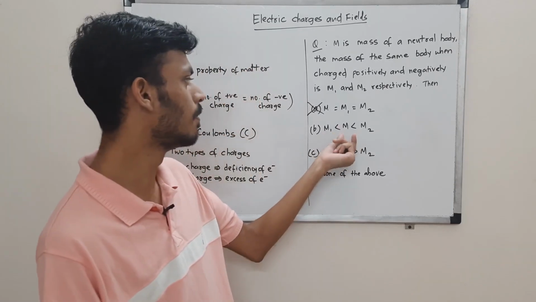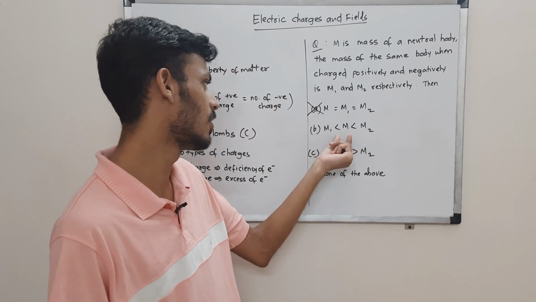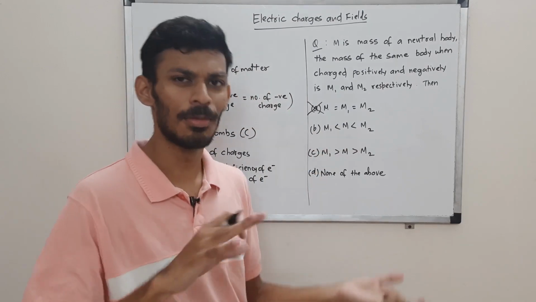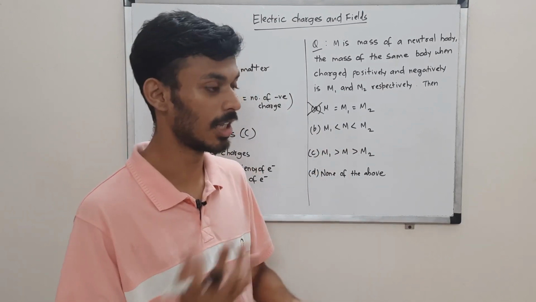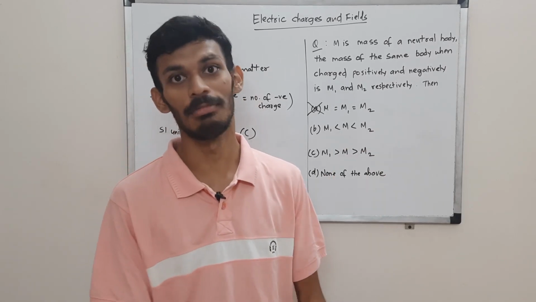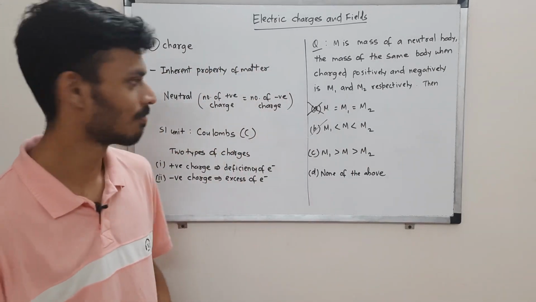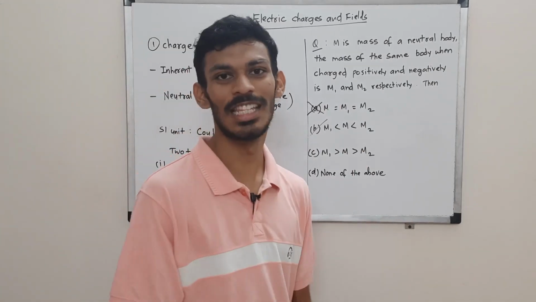So neutral will come in between them. Positively charged has the least mass because of deficiency of electrons, M has equal number of electrons and protons, and M2 will have excess of electrons. More electrons, more mass. So option B is correct. I hope you get the idea. Let's move to the next section.